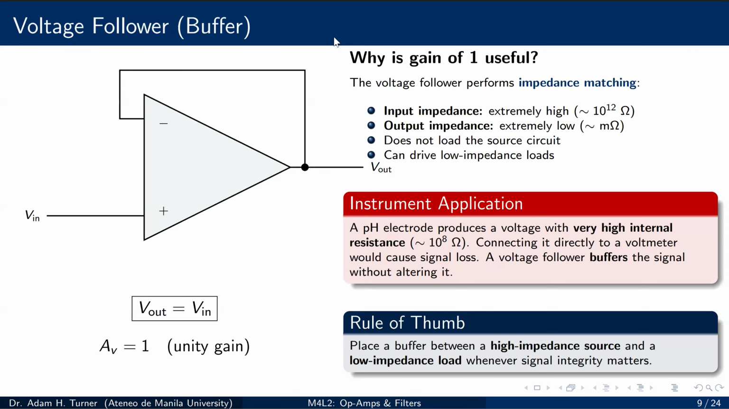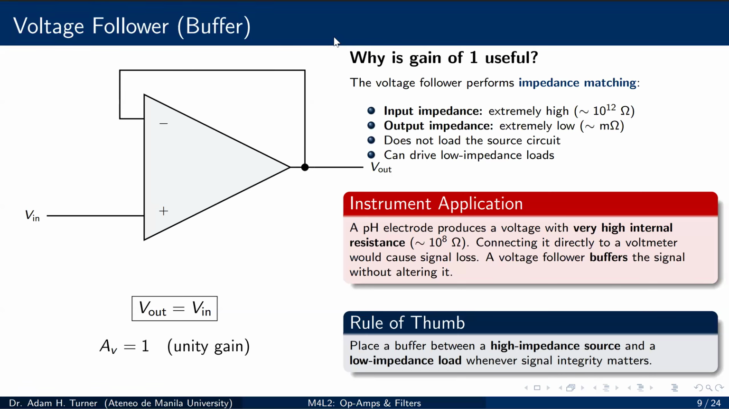So this is a classic example. This classic example is the pH meter. A glass pH electrode has an internal resistance of about 10 to the 8 ohms, which is 100 mega ohms. If you connect that directly to a voltmeter with, say, 10 mega ohms input impedance, you'll lose 90% of the signal through voltage division. But put a follower between them and the full electrode voltage passes intact.